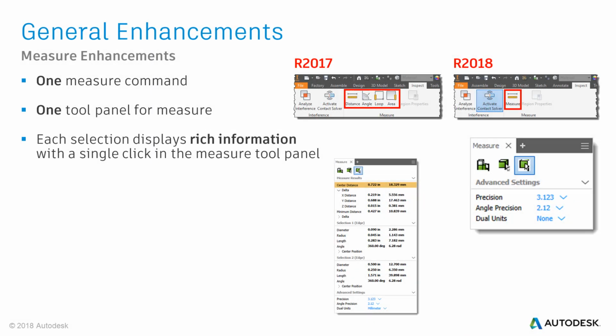The Inventor measure tools and workflows have been greatly simplified and improved to be more user-friendly and intuitive. There is now only one measure command, which merges all separate measure commands in Inventor 2017. You can perform all measure workflows from the new measure tool panel. Depending on your measure inputs, what kind of geometry you selected, each selection displays rich information with a single click in the measure tool panel.